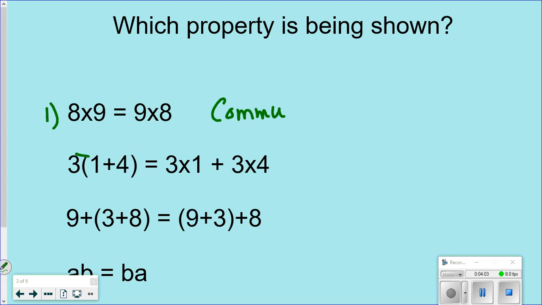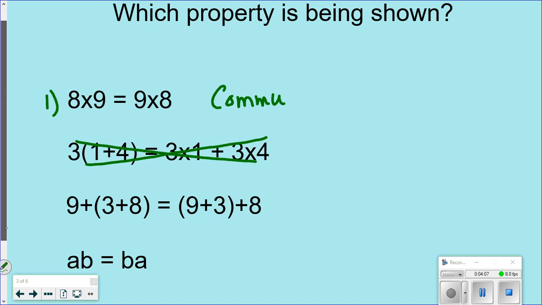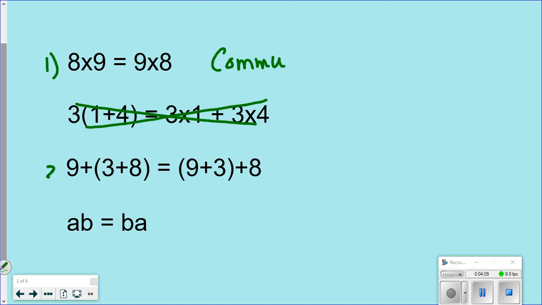This one we'll talk about at a later date. That's the distributive property. That pretty much has its own section. This one right here, notice it has parentheses. That's the associative property. And if I do this one right here, A times B is the same as B times A. That's the commutative property.